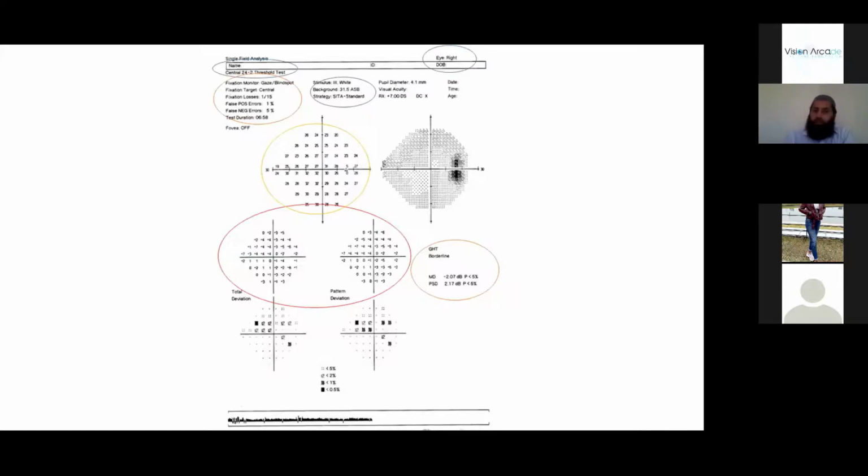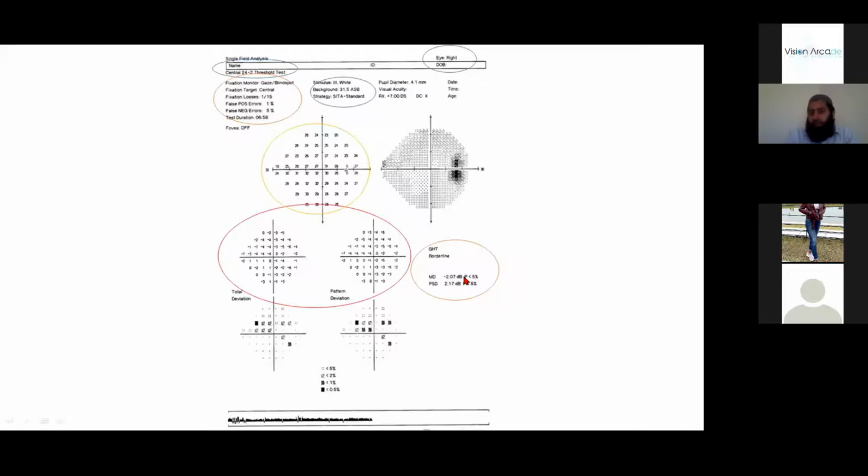And it would show normal if everything is good. Otherwise, the 2 other options that you can get are borderline or outside normal range. Basically, that's another option that you can get. So mean deviation is another number.